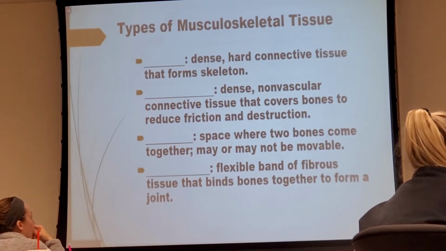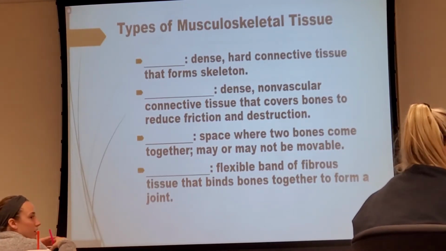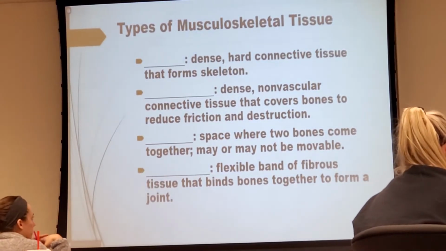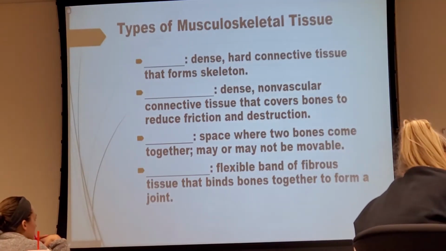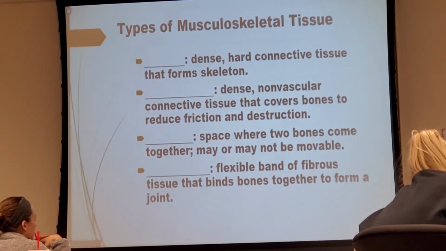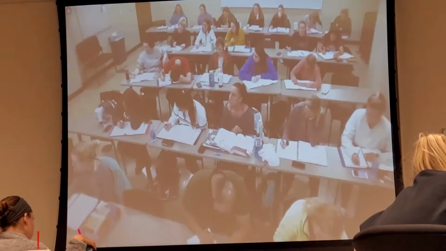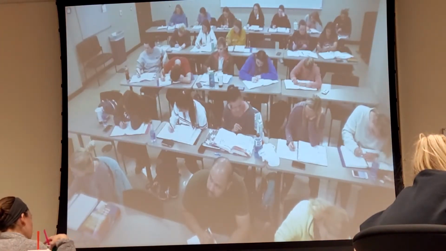Bone is the first one. Stillwater, what is dense, non-vascular connective tissue that covers bones to reduce friction and destruction? Cartilage is right.